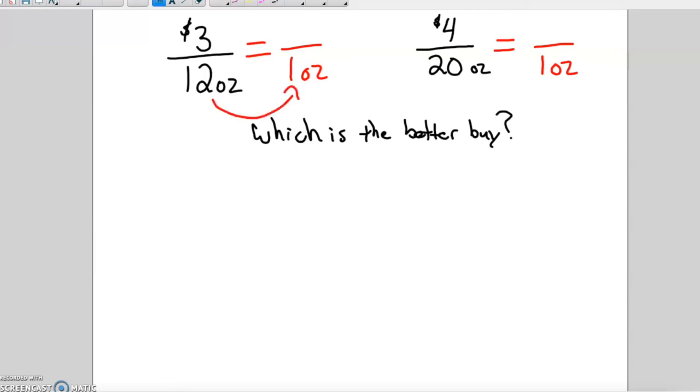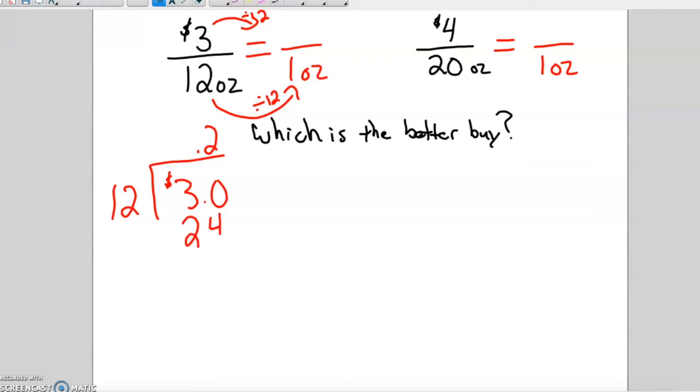How do you go from 12 to 1? Divide by 12. Same to the top. Divide by 12. $3 divided by 12. 12 does not fit into 3, does it? Decimal point 0 and decimal goes straight up. How many 12s fit into 30? That'd be 2, wouldn't it? 2 times 12 is 24. Subtract. You get 6. It's kind of like last one, isn't it? How many 12s fit into 60? That's 5.